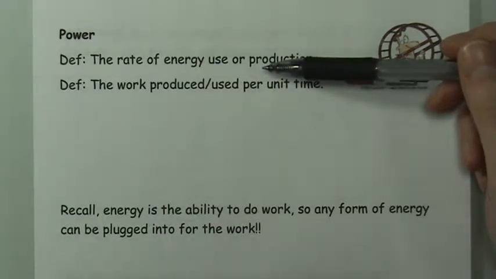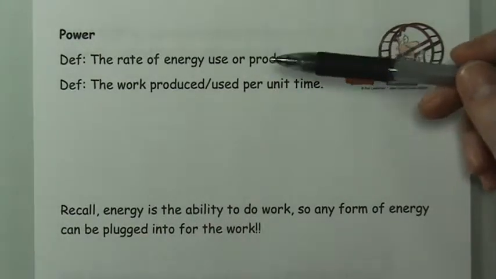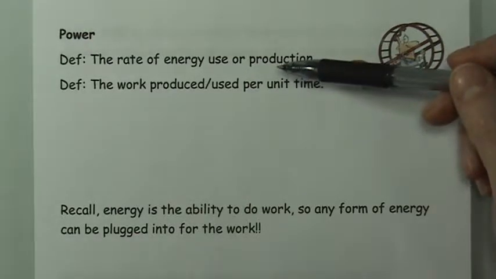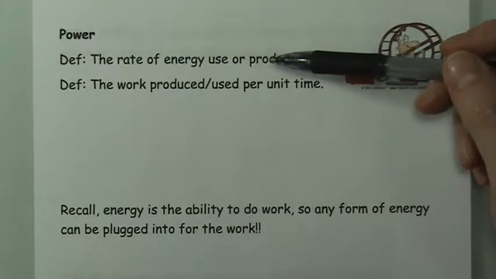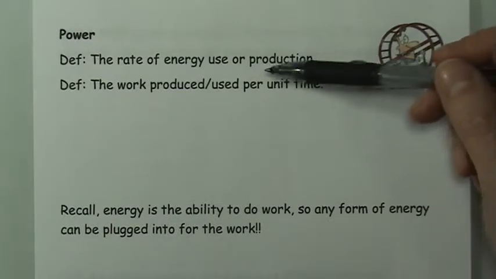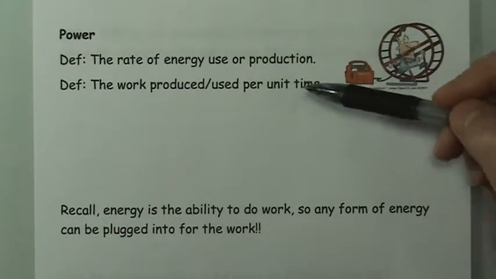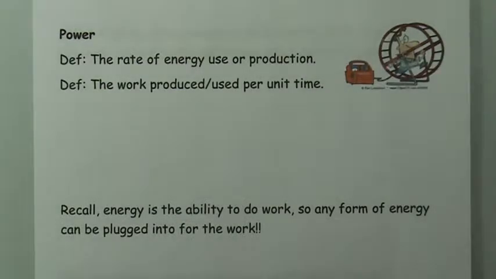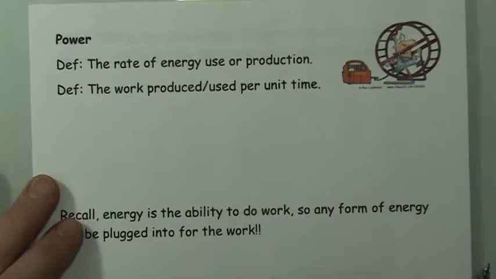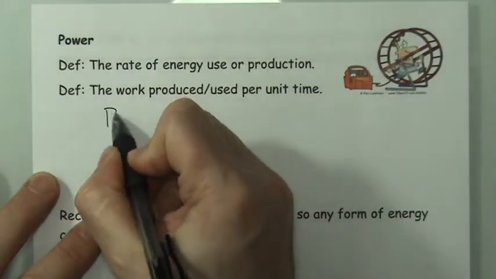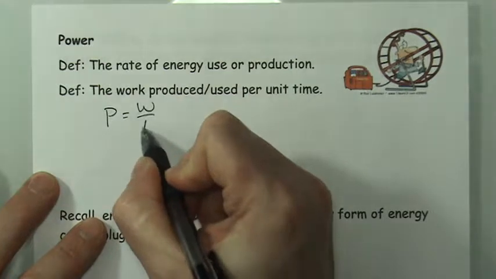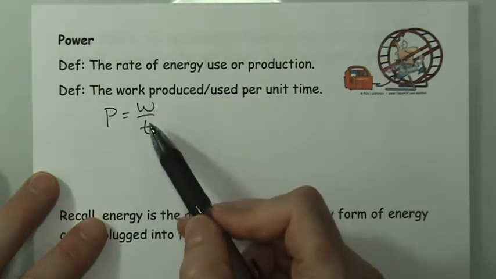Just in a simple way of thinking about power, power is the rate of energy use or the rate of energy production. So it doesn't matter whether you're using it or you're producing it. It's still telling you how fast the energy is going either in or out of the system. A little more technical definition, and the one we'll use in terms of making calculations, is that power, which is symbolized by capital P, is the work per unit time. So that would be work divided by time.